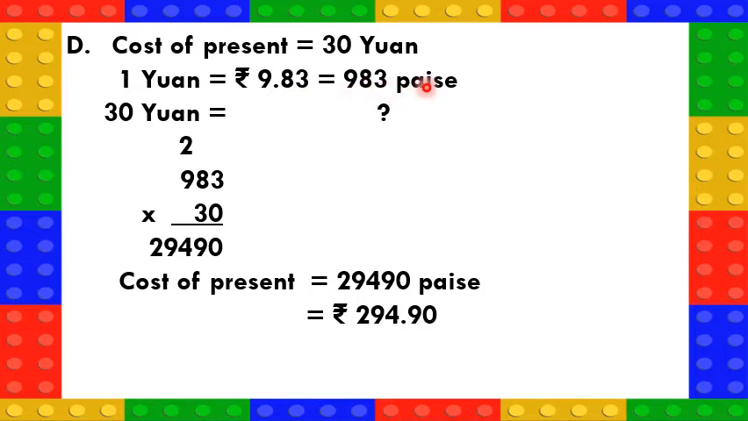So 30 yuan will be 983 multiplied by 30. We get 29,490. So cost of present is 29,490 paise. Now convert them into rupees. We get rupees 294.90. So cost of the present is rupees 294 and 90 paise in Indian rupees.